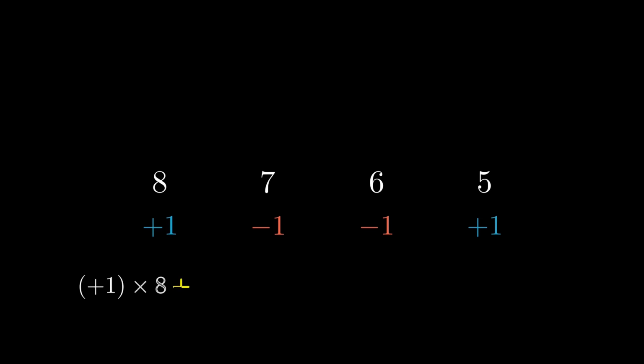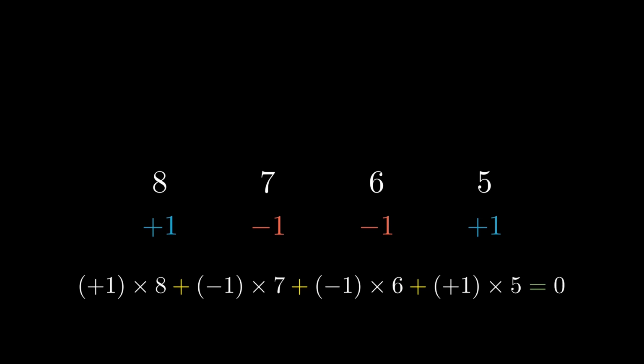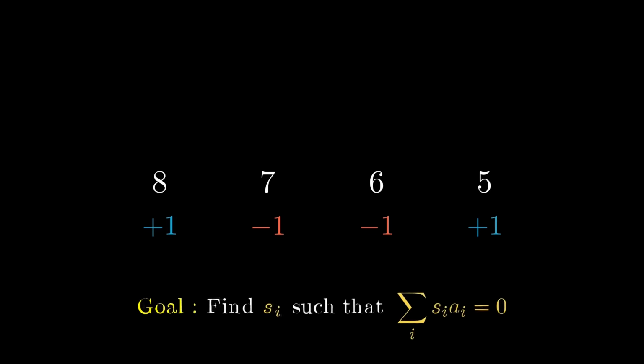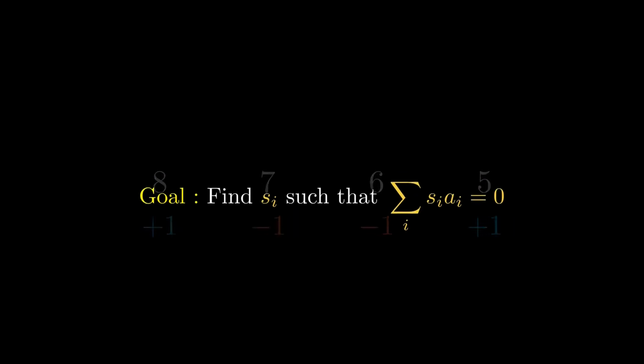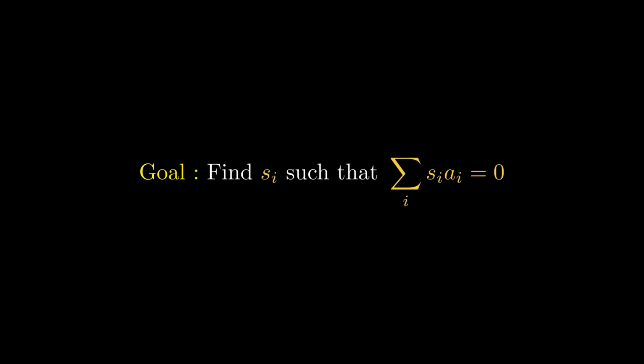Take each number, multiply it by its assigned spin, and add them all up. If we do the math, we get 8 minus 7 minus 6 plus 5, which equals 0. That isn't a coincidence. Think about what this sum actually represents. It's the sum of the first group minus the sum of the second group. So, saying that the two groups have an equal sum is exactly the same as saying this special spin-weighted sum is 0. Our goal has been transformed. Can we find a set of spins Si that makes the total sum of Si Ai equal to 0?